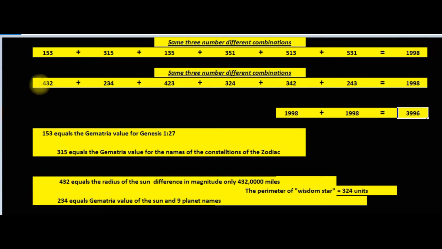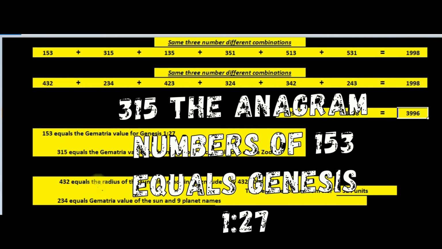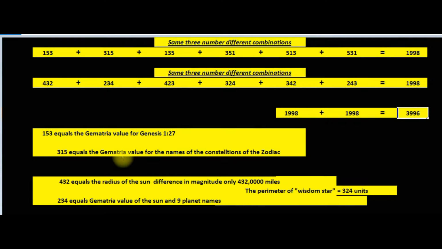432 and its anagram in 6 combinations has a sum total value of 1998. 1998 plus 1998 is 3,996. 315 equals the gematria value for the names of the constellations of the zodiac. 432 equals the radius of the sun. Only difference is in the magnitude of 3 zeros.